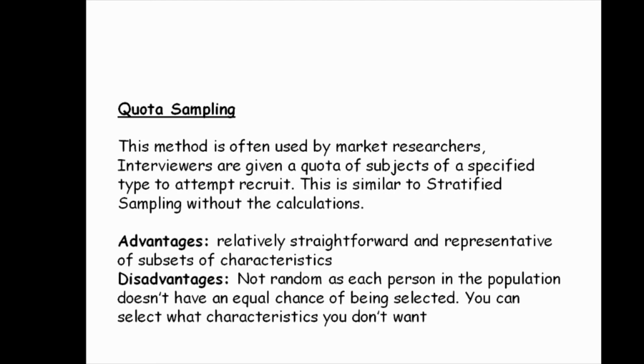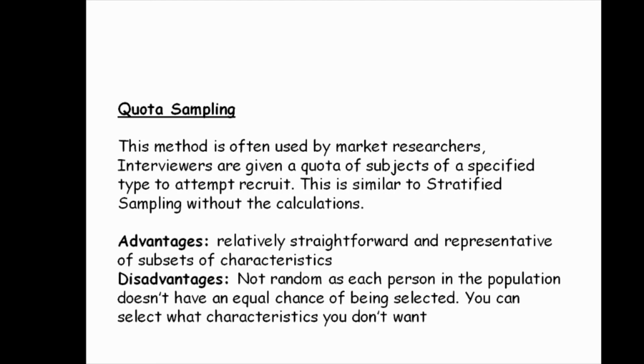Now, another non-random sampling method is what we call a quota sample. This method is often used by market researchers. Interviewers are given a quota of subjects of a specified type to attempt to recruit. So this is similar to stratified sampling without the calculations.